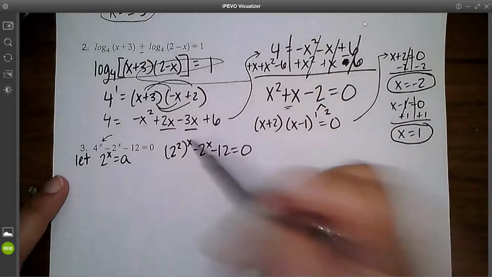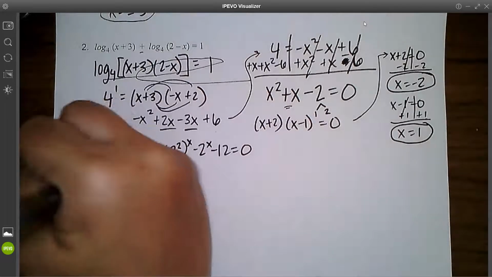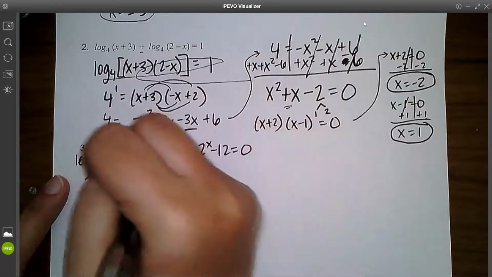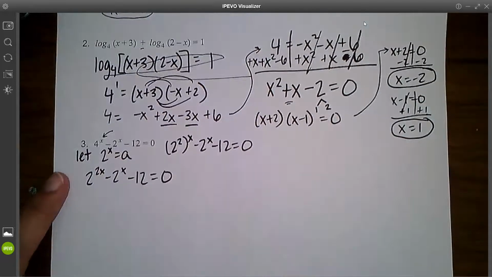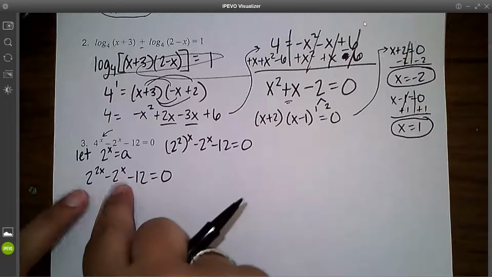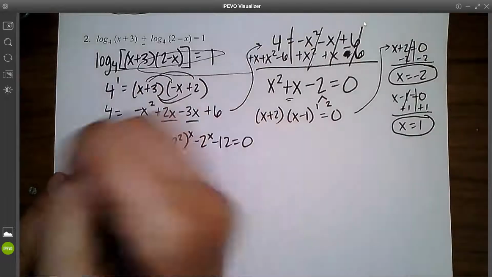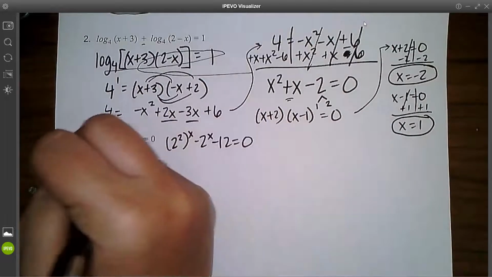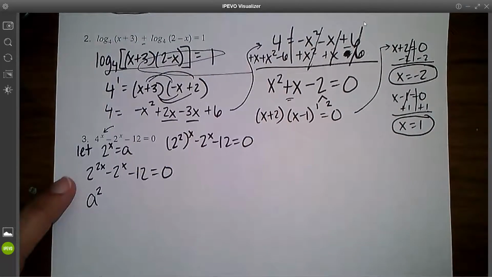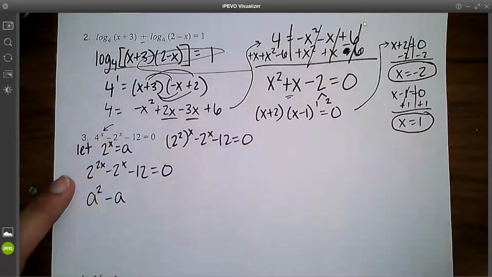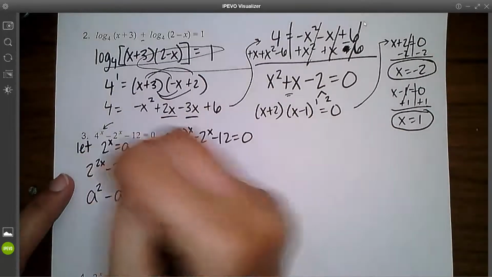When you raise a power to a power, you multiply. So you have 2 to the 2x minus 2 to the x minus 12 equals 0. So now these are both in terms of 2 to the x power. This one is 2 to the x squared, so it's like having a squared. This one is just a, and then I just bring down my minus 12.